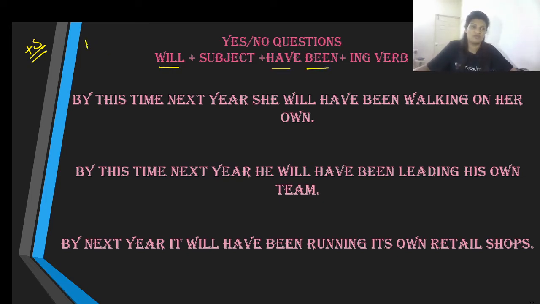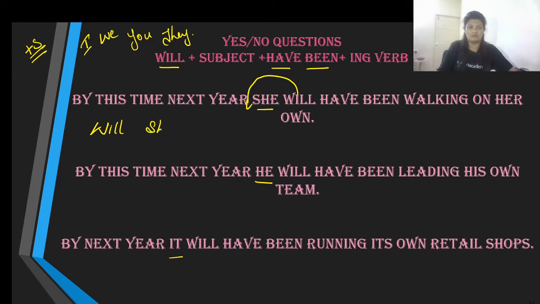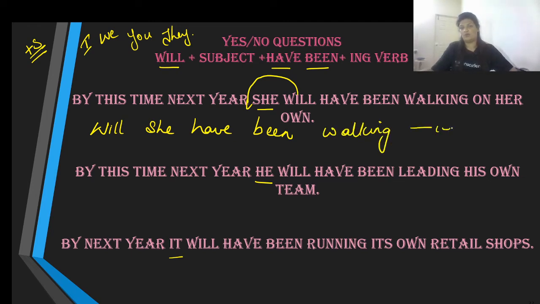The same be verb that goes with the subject I, we, you and they. How do you change these with subject he, she, and it? How do we change it into yes or no questions? Like I told you, bring the auxiliary to the front and make it: will she have been walking on her own by next year?